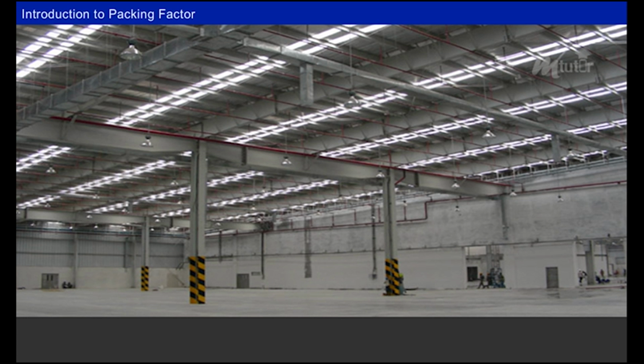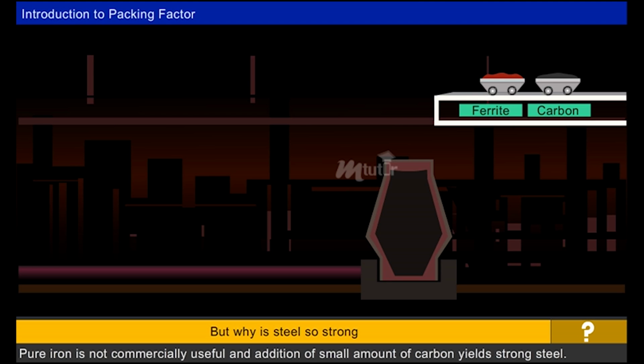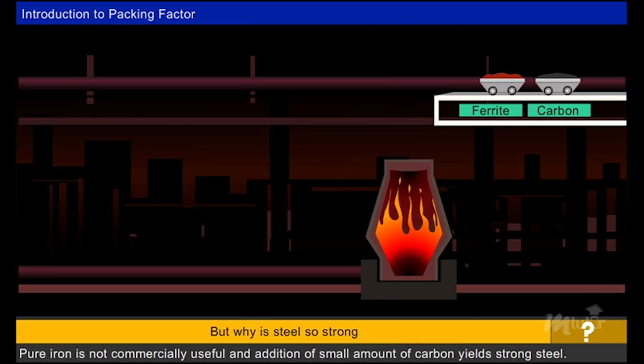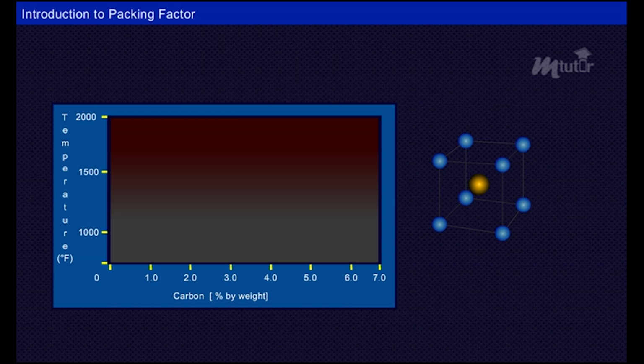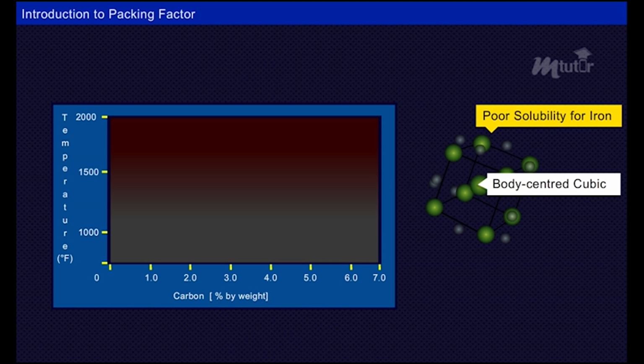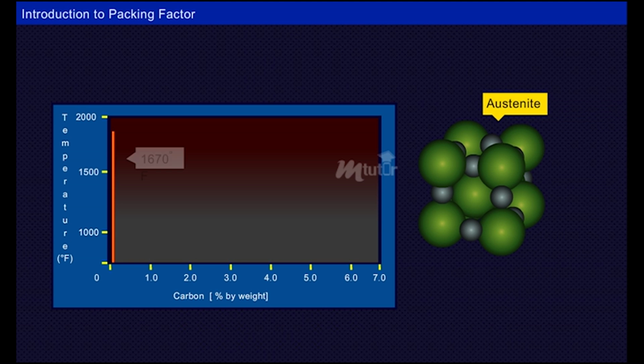We often describe very strong material as tough as steel. But why is steel so strong? Recall that in our previous session, we have seen that pure iron is not commercially useful and addition of a small amount of carbon yields strong steel. Iron in its pure form is called ferrite, and has a body-centered cubic structure with a poor solubility of carbon. But at higher temperatures, ferrite changes to a non-magnetic form of iron called austenite, absorbing the carbon, and forms a face-centered cubic structure.